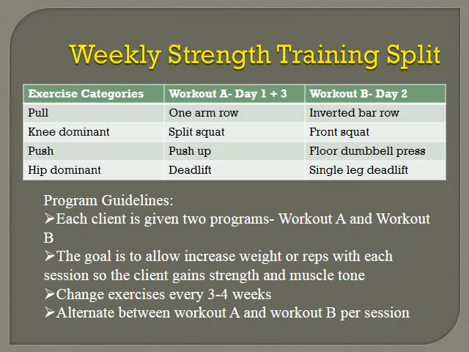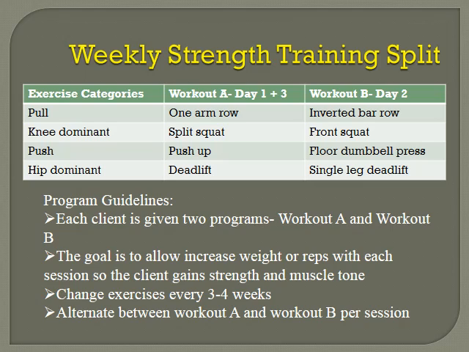We have our exercises plugged in. So on day 1 for the pull, we have a 1-arm row. On day 2, we have an inverted bar row. What I like to do from day to day is not only change. We're still working exercises in the same categories, but with the knee dominant, for example, we have a split squat, which is more of a single leg exercise, versus the front squat, which is a double leg exercise. For the pull, we have a 1-arm row on day 1, and then an inverted bar row, which is a 2-arm exercise, on day 2.